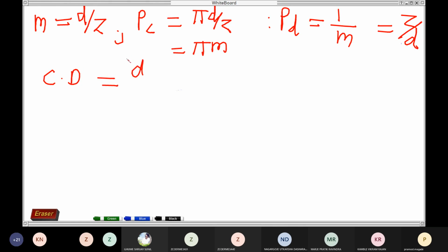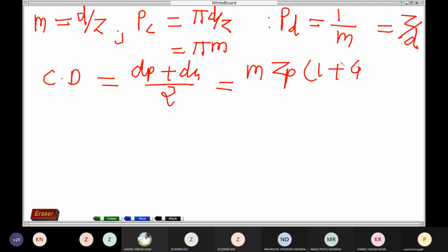Basic equation was dp plus dg divided by 2. This we converted to m into zp, and derived everything: m into zp into (1 plus gear ratio) divided by 2. Correct? This is the center distance. Of course, this will be in mm.